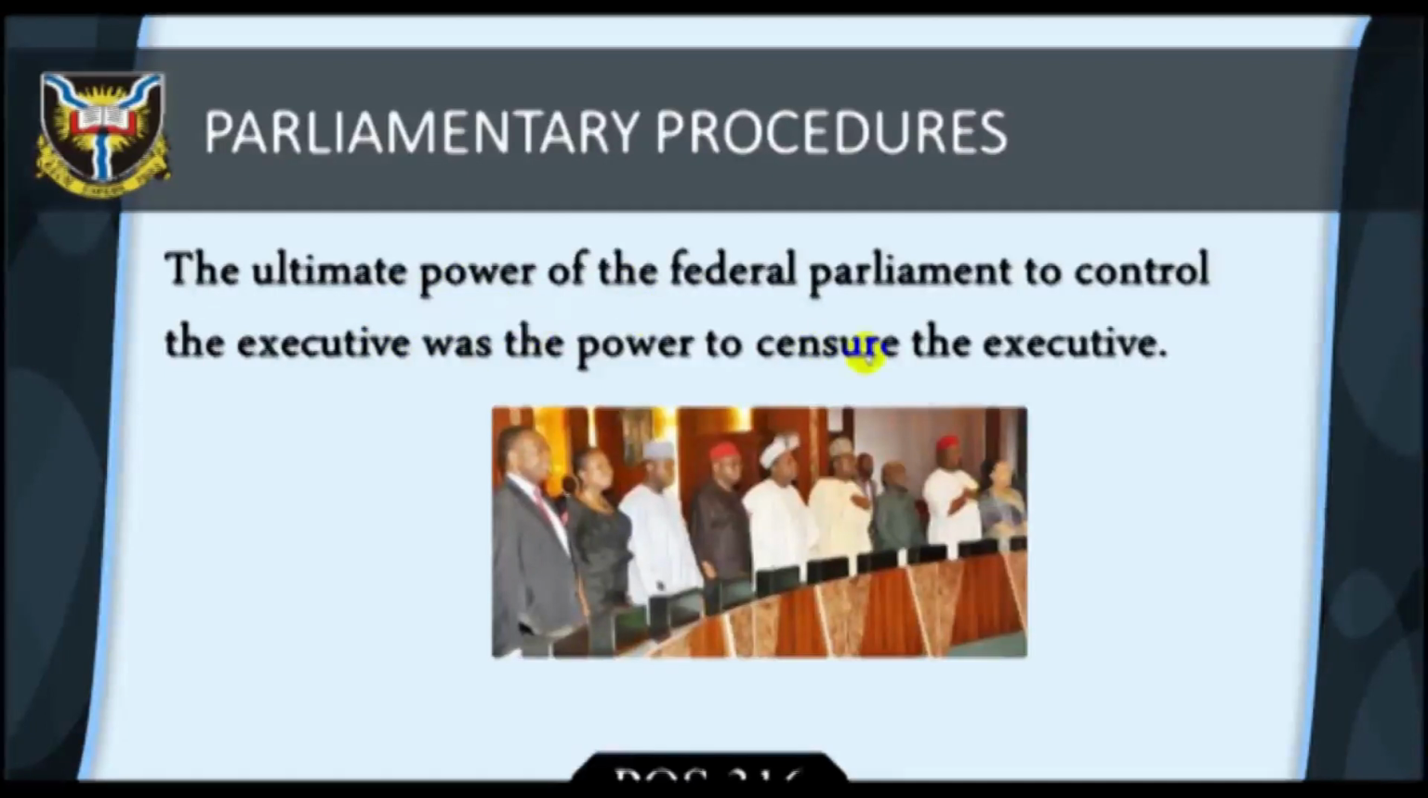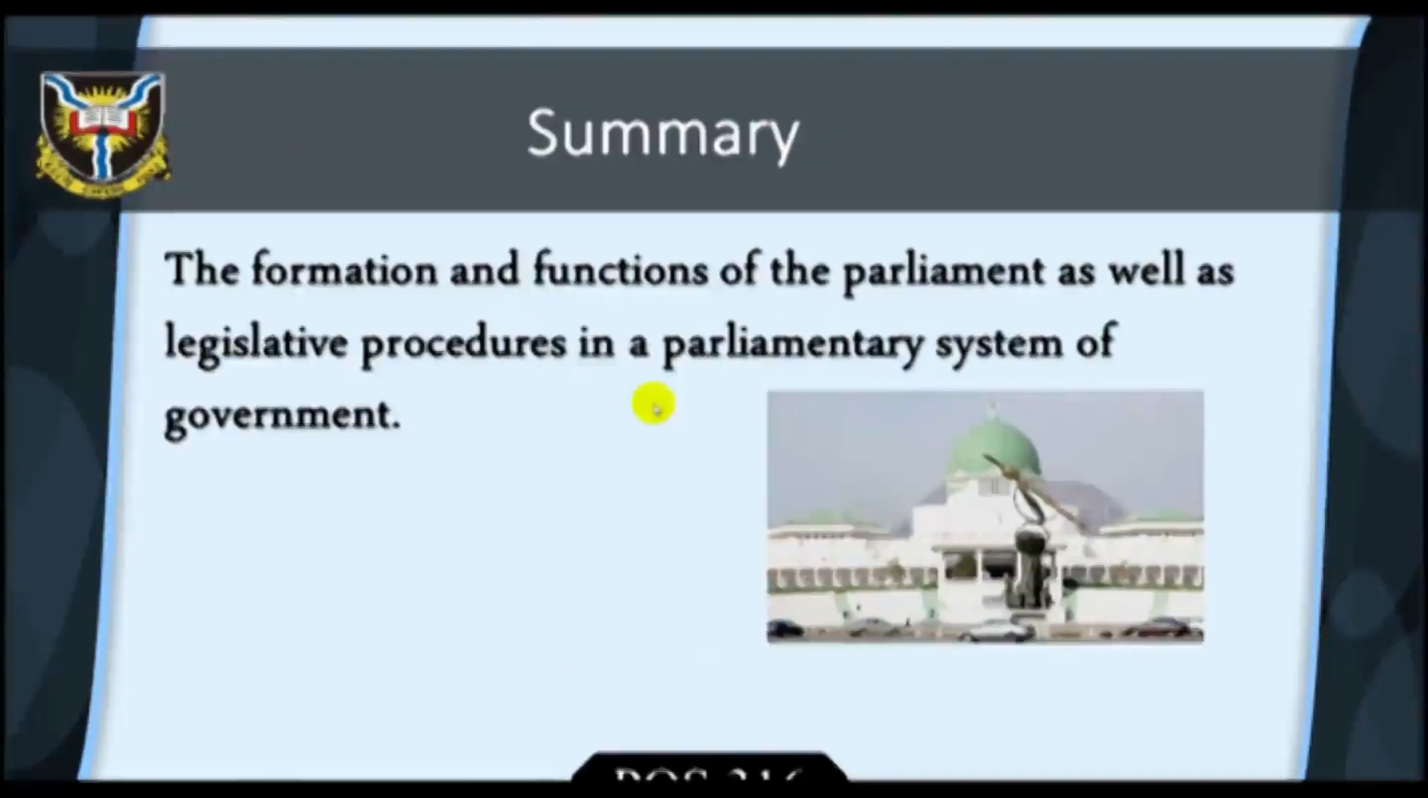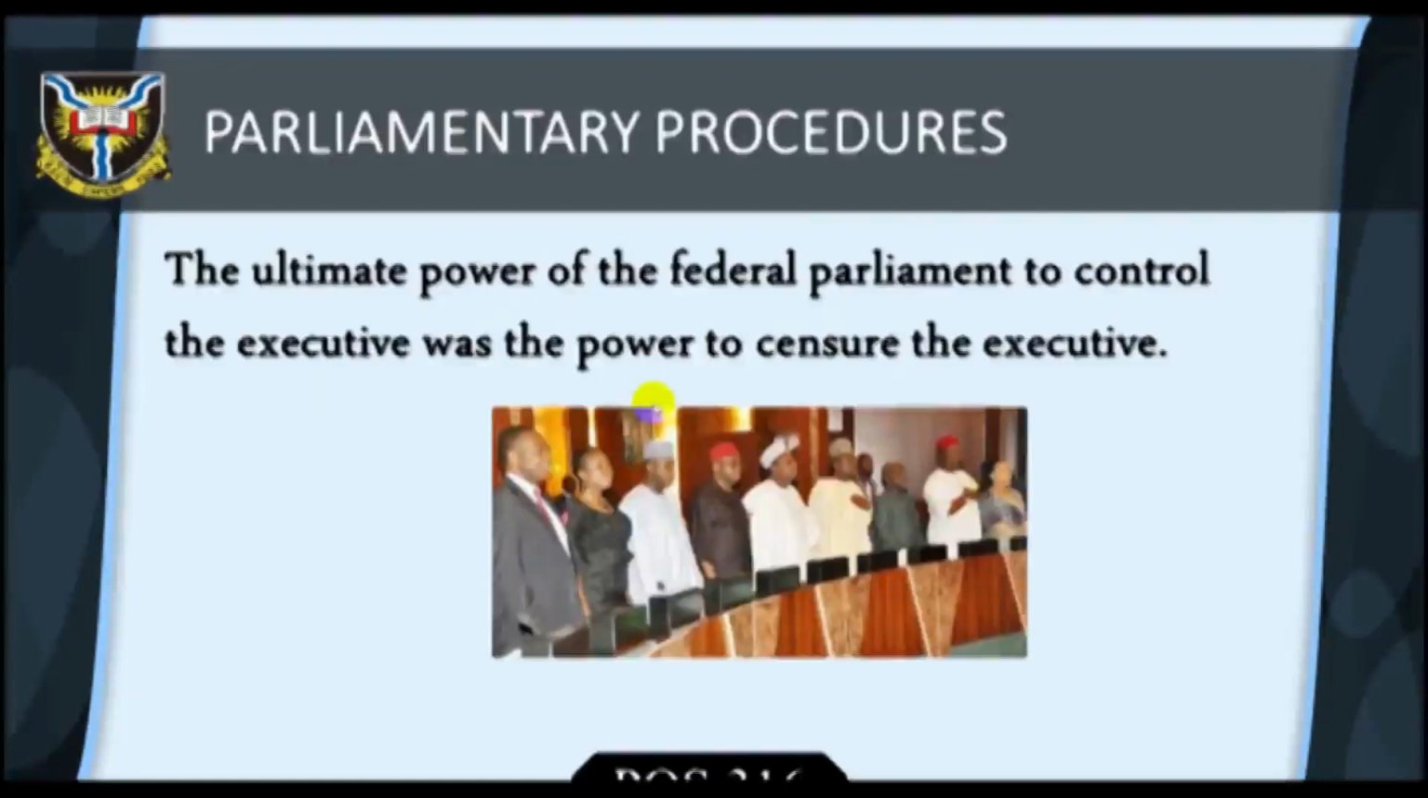The ultimate power of the Federal Parliament to control the executive was the power to censure the executive. This could take the form of passing a vote of no confidence or a rejection of a very important bill of the executive. When the legislature passes a motion or vote of no confidence, the executive was required to resign. This was a very powerful instrument given to the Parliament by the Constitution.